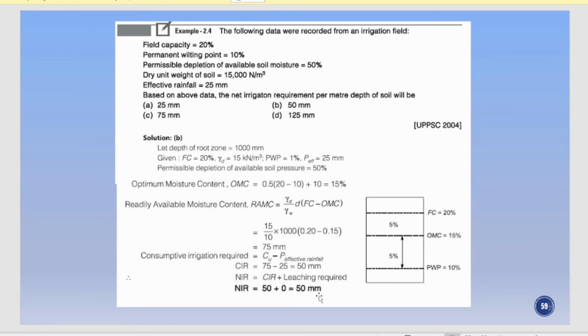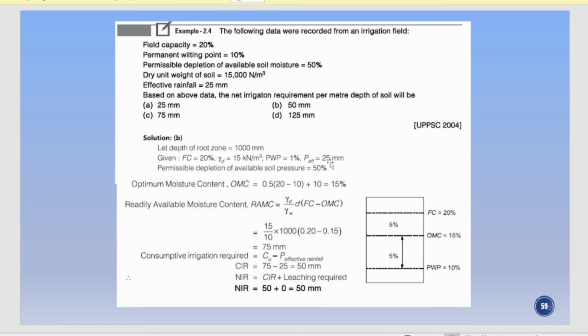Now going with this, this is another problem. The field capacity is 20 percentage, permanent wilting point 10 percentage, permissible depletion of available water is 50 percentage, and dry unit weight of soil is 15,000 Newton per meter cube. Effective rainfall is 25 mm. So we need to determine, based on the above data, the net irrigation requirement per meter depth of water. This is what we need to solve.